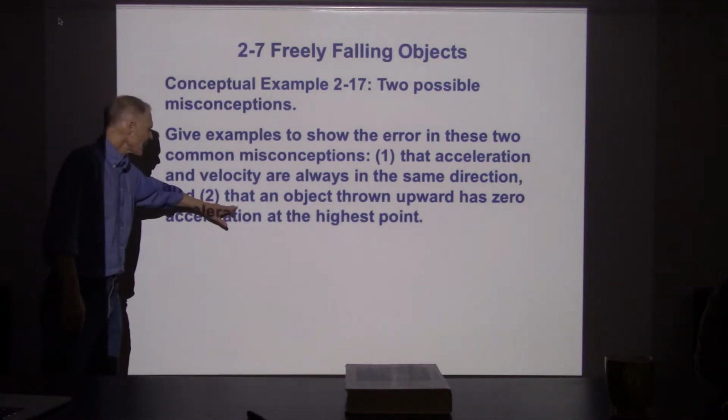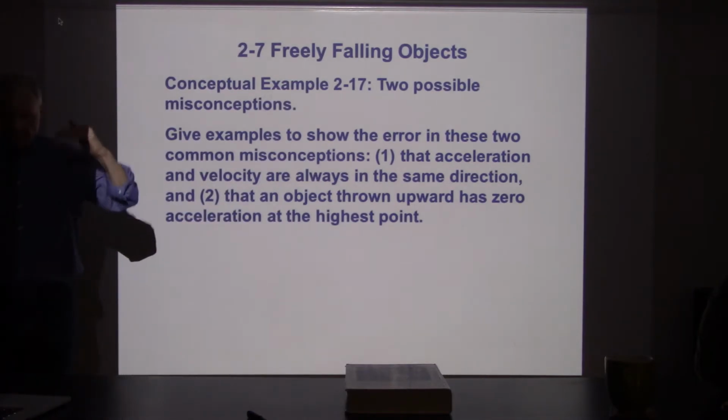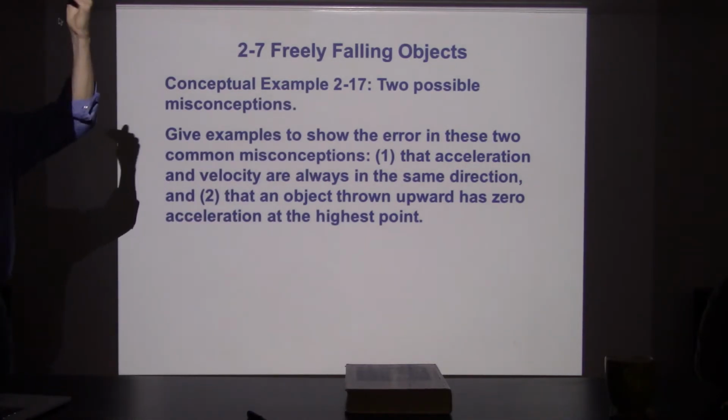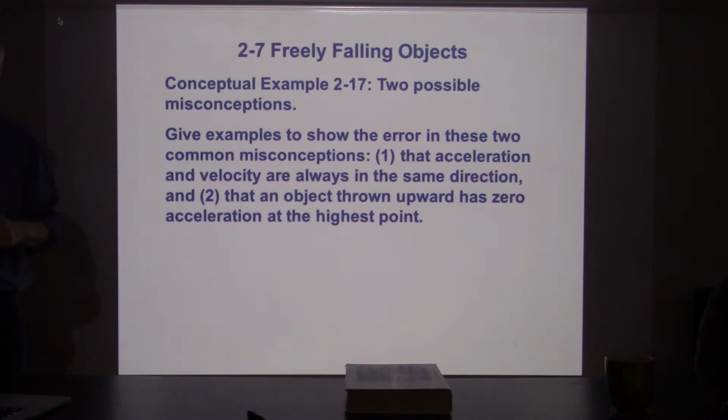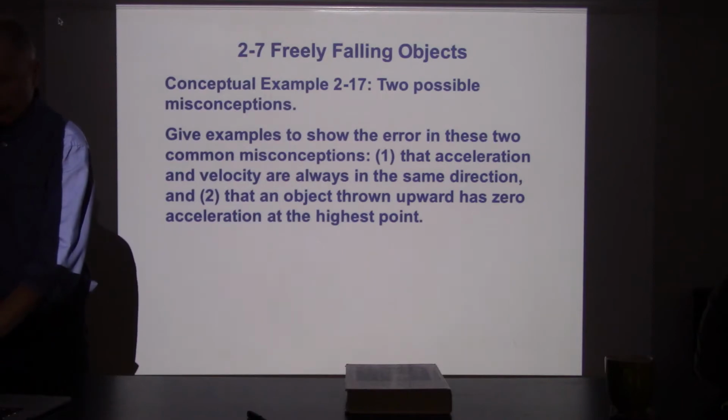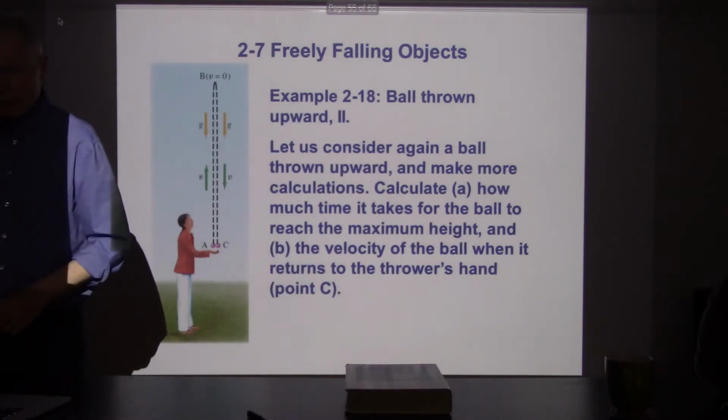And then the second misconception is that when you hit the top of a trajectory, the acceleration drops to 0, not even for a moment. Now, the velocity goes to 0 momentarily, but the acceleration doesn't. And we looked at graphs earlier describing that. So we've kind of looked at this.